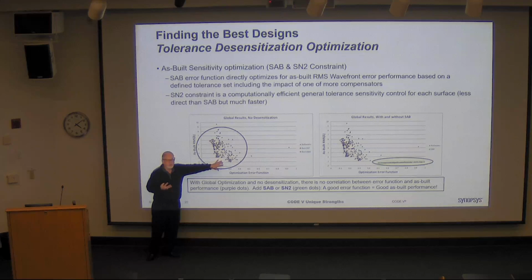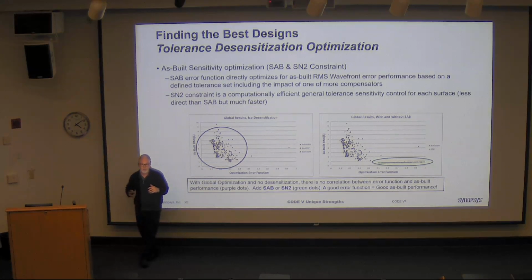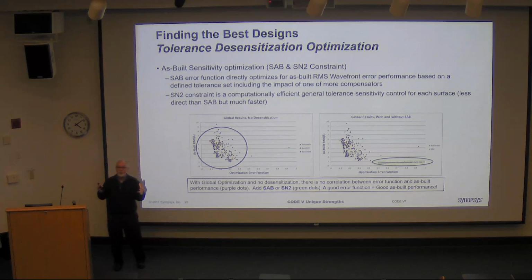In order to get these better designs that have good fabricated performance, you want to communicate to the global optimizer, which has the freedom to change the form of the lens or mirror system significantly, that you're interested in the as-built performance. We have 2 methods of doing that. I'm not going to dive into the details, as this is really deeper into optical design.